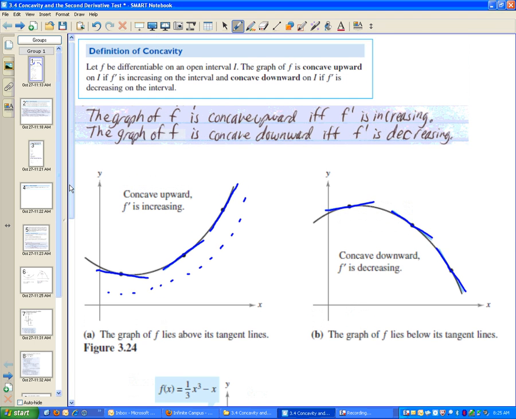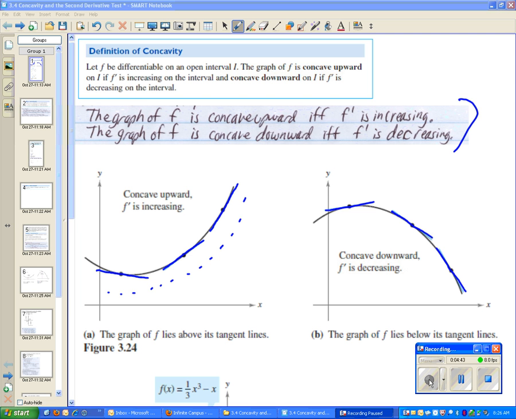Now, you're going to have to remember this. And you're not going to remember it right off the bat. All right, so if I tell you that the graph of a function is concave upward, what do you tell me about the derivative? It's increasing. If I tell you that the derivative is decreasing, what do you tell me about the graph? It's concave downward. Okay? All right, so it'll take a little while for that to sink in and for you to always remember that that's the way it works. But you need to take the trouble to remember that that's the way it works.